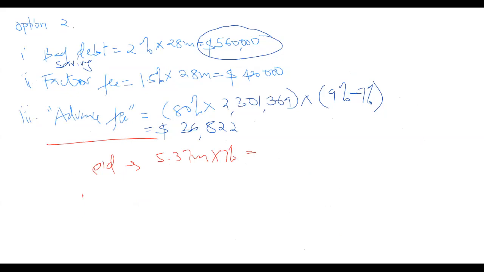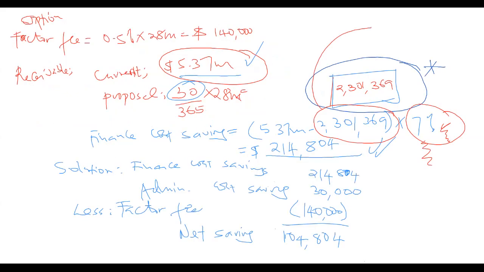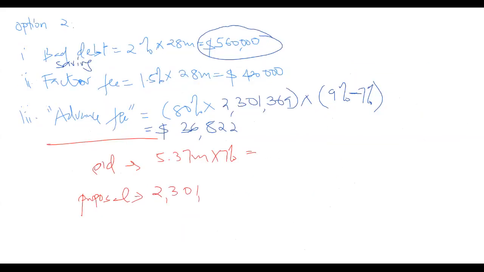Now, in the new policy, let me call it the proposal, the amount of capital required is 2 million. This is what we require: 2,301,369. That's the capital required. The factor gives you 80% of it. The bank finances you the 20%. Now, in the old policy, what was your cost?